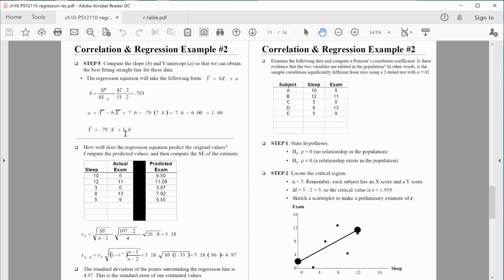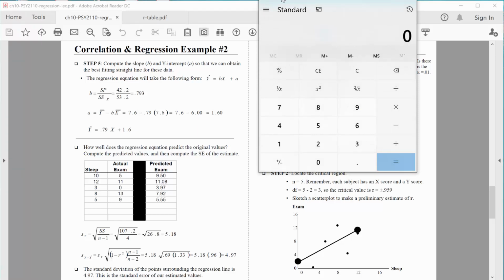Let's play with that equation a little bit. Let's compute some predicted exam scores. We know how much sleep these 5 people got. We know the exam scores for those 5 people. Let's figure out what the regression equation would predict for those people. Let's go ahead and work it out for that first person. According to our regression equation, we're going to take 0.79 and multiply that by the amount of sleep that person got the night before, 10 hours. And then we're going to add 1.6. So the regression equation is predicting that this student would score 9.5 on the exam. And we see that this student actually scored 5.